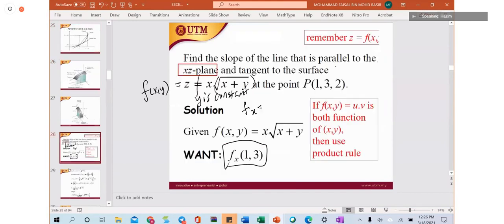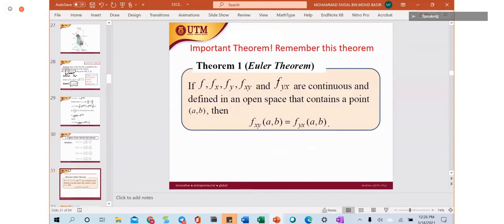Okay. Then we have more than one integral. Fx, Fy, we have learned. Fxy, you didn't learn yet. Fyx also, you didn't learn yet. If they are continuous, defined in an open space, then Fxy equals Fyx. For your syllabus, we will consider the function is continuous. Okay, you don't need to check. So Fxy is always the same as Fyx.